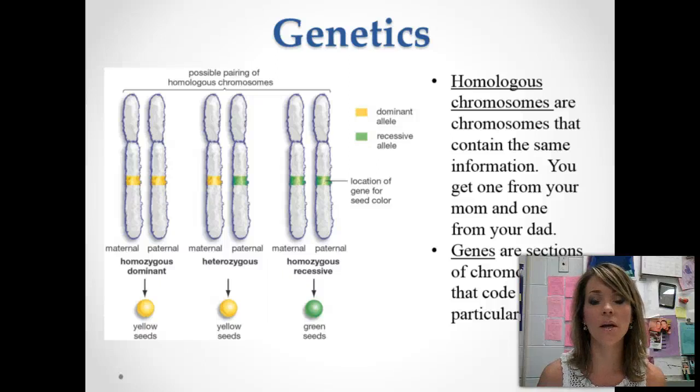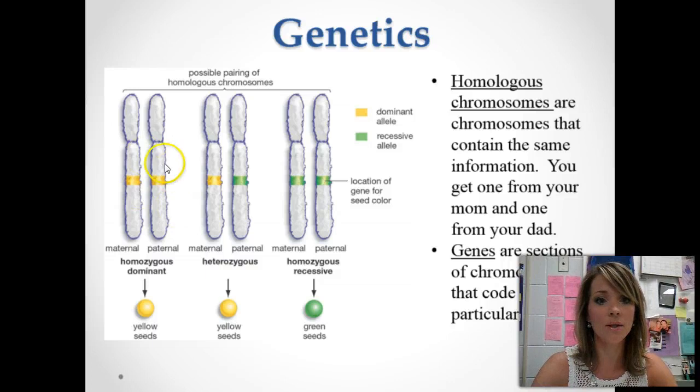Right, so today we're going to talk about genetics, and the first term that you need to be aware of is homologous chromosomes. Homologous chromosomes are chromosomes that carry the same information. You get two chromosomes, one from your mom, one from your dad. That pair makes up the homologous chromosomes.